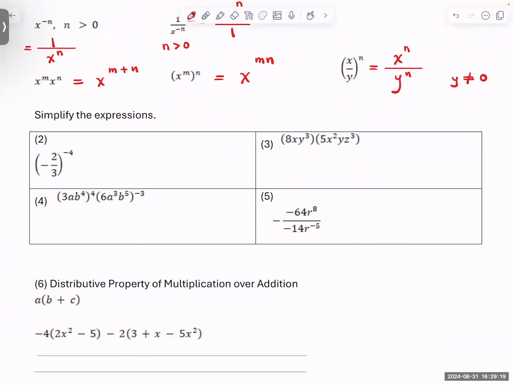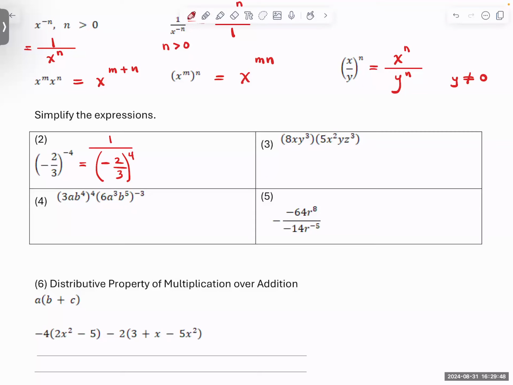Number 2, negative 2/3 quantity raised to the negative 4. Well, the longer way to do this would be to write this as 1 divided by negative 2/3 with the fraction raised to the positive 4, and then proceed from there.